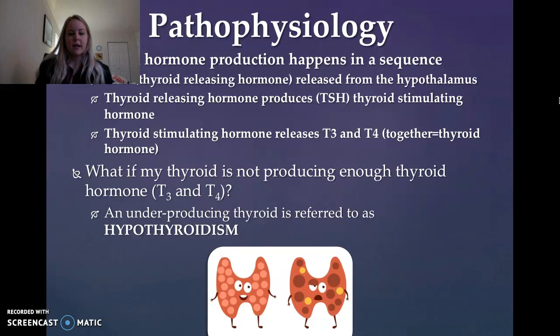So, more into the pathophysiology of it. Thyroid releasing hormone is released from the hypothalamus. Thyroid releasing hormone is what produces thyroid stimulating hormone, and then thyroid stimulating hormone releases T3 and T4. Together they're called thyroid hormone, T3 and T4 together. Usually during blood tests, thyroid stimulating hormone, abbreviated as TSH, and T3 and T4 are the ones that show up on a test. So if your thyroid is not producing enough thyroid hormone, T3 and T4, it's called underproducing, and it's referred to as hypothyroidism.